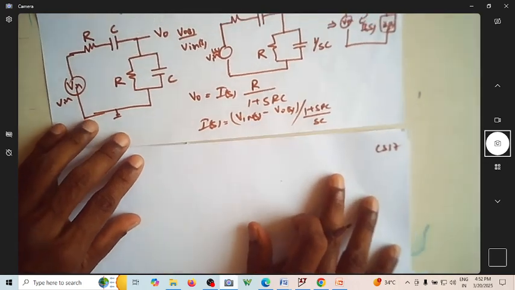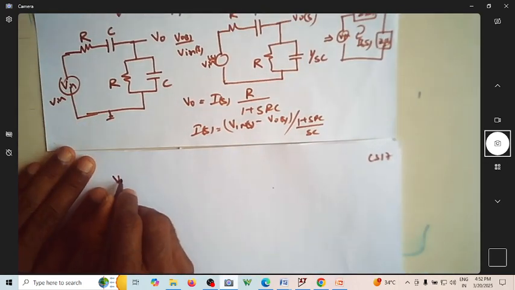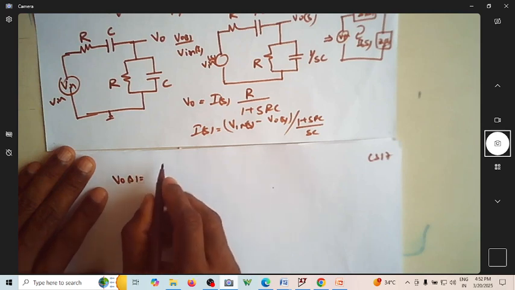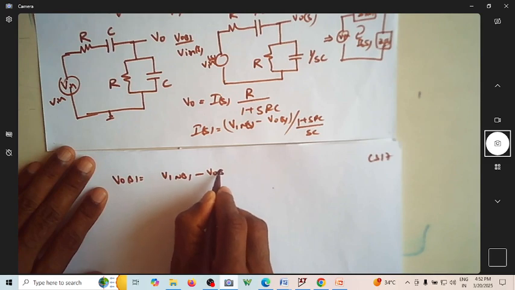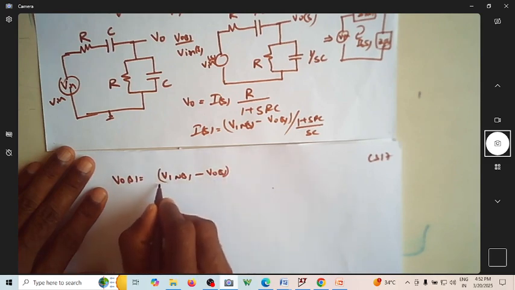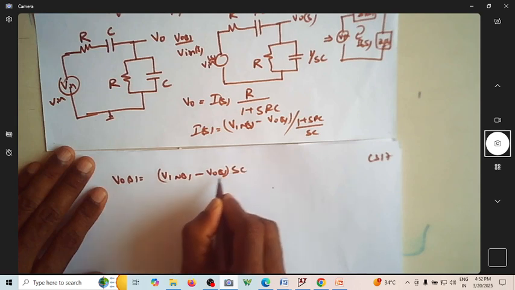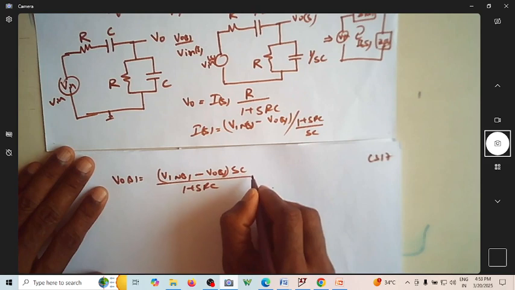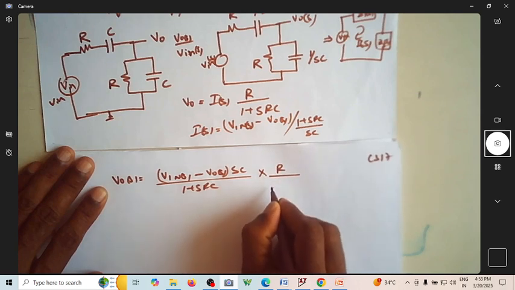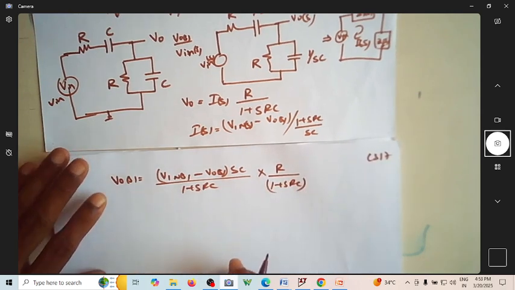So I can just continue with this. So what is this? So what is V0 now? V0 of S is equal to V in of S minus V0 of S multiplied by SC divided by 1 plus SRC, and this is multiplied by R by 1 plus SRC. Correct? It's as simple as that.